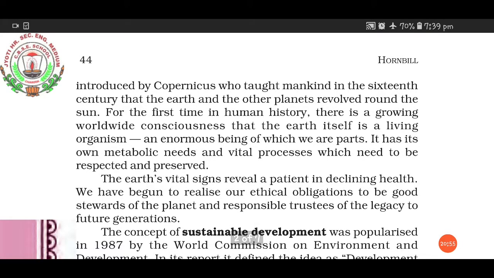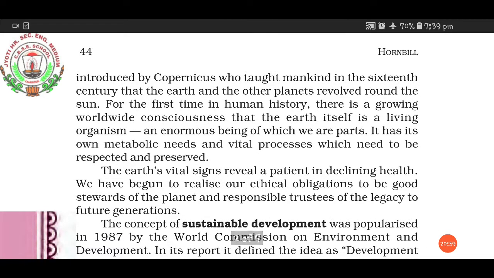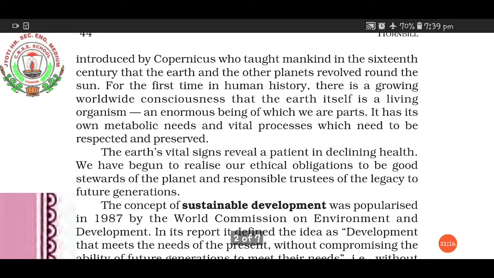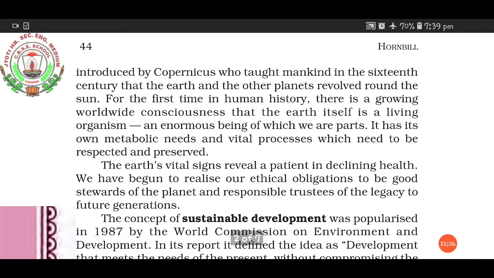But Copernicus brought this revolutionary thought and made people shift their thinking from that old belief to the present thinking, where they believed that it is not the sun but the earth and the planets which revolve around the sun. Now I hope you understood the shift of belief and thoughts. And it has been said that for the first time in the history of human beings, we are becoming conscious of the fact that earth is also like a living organism.